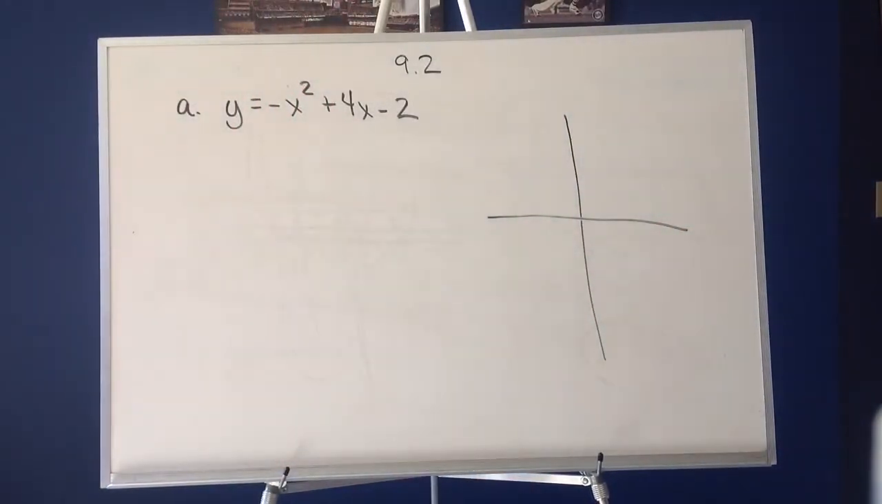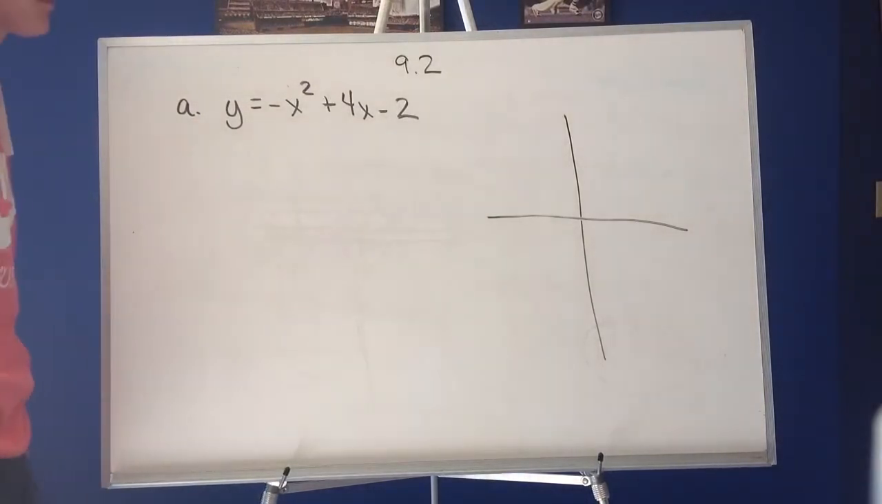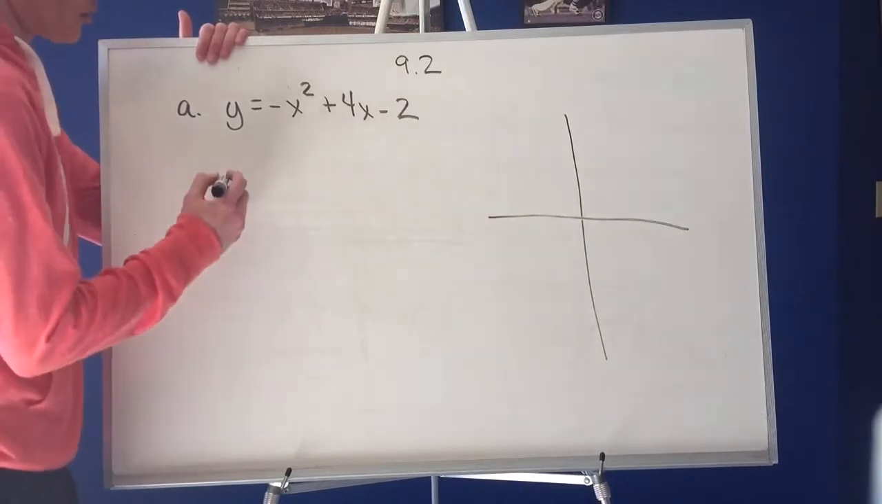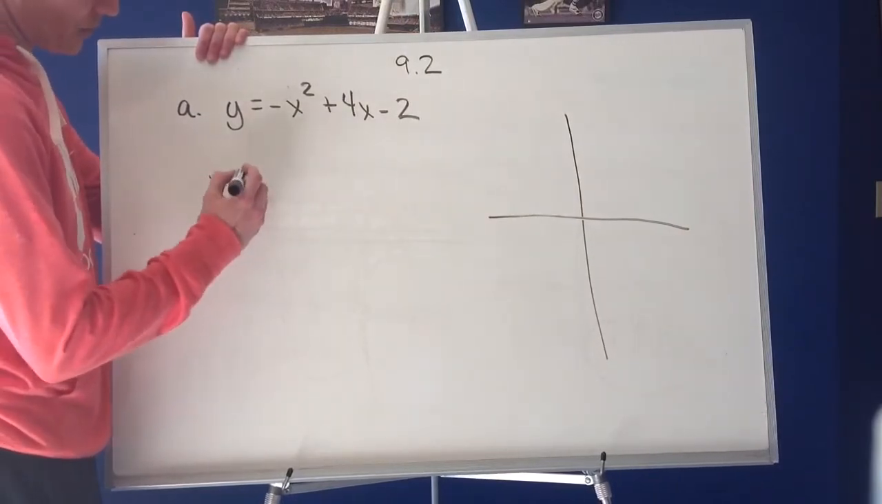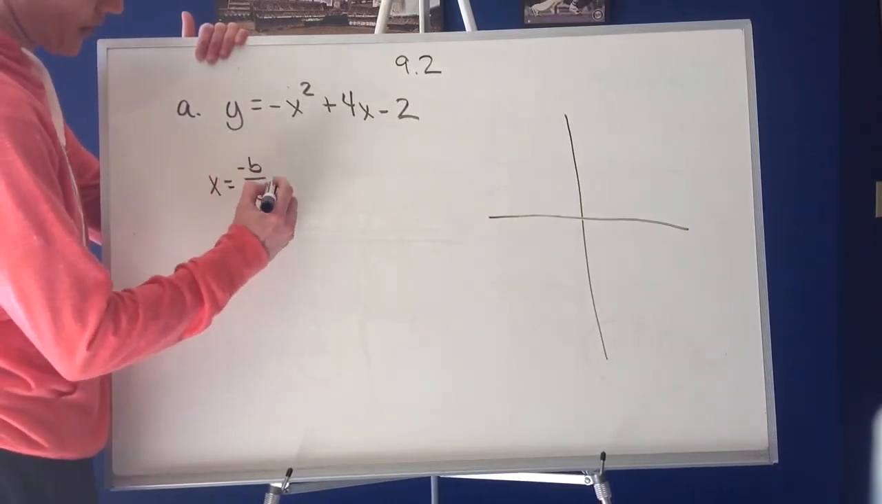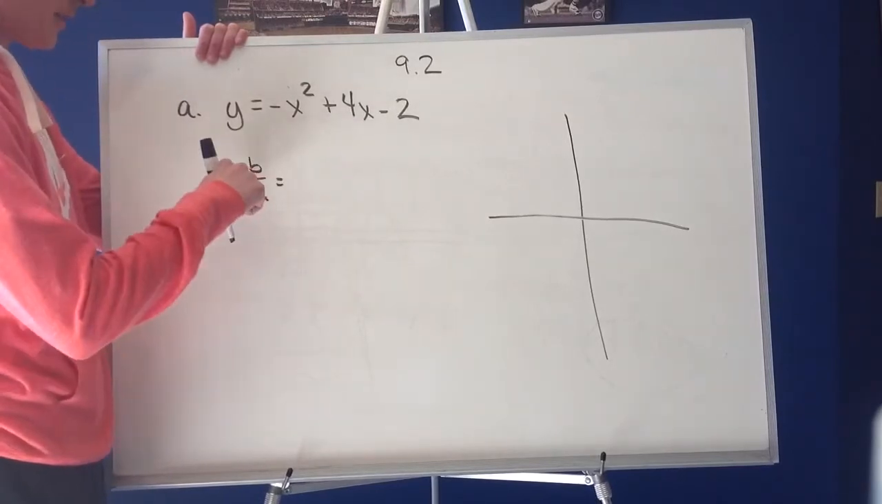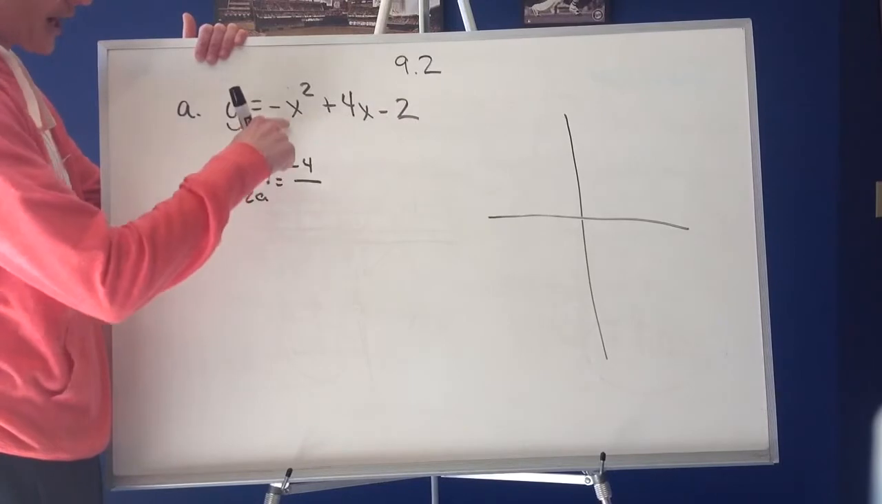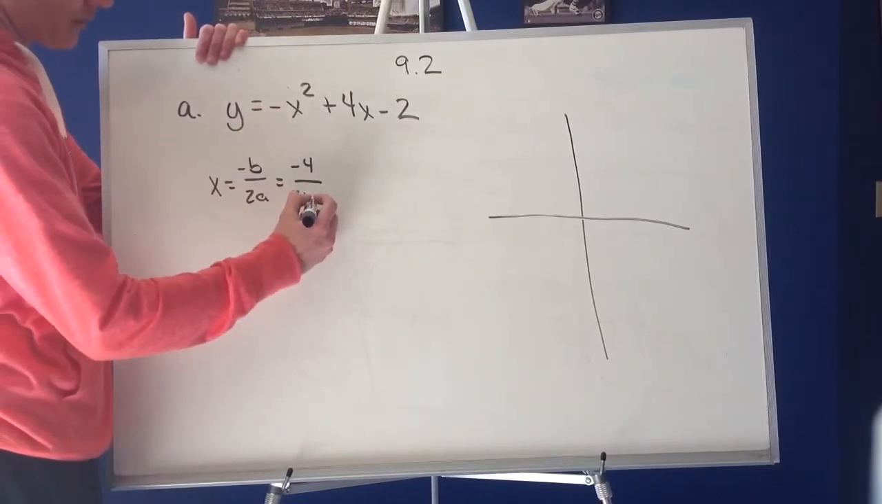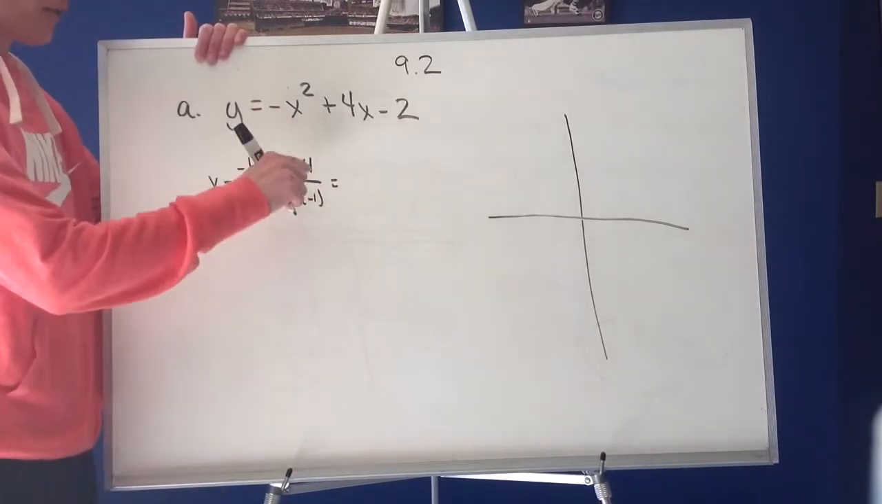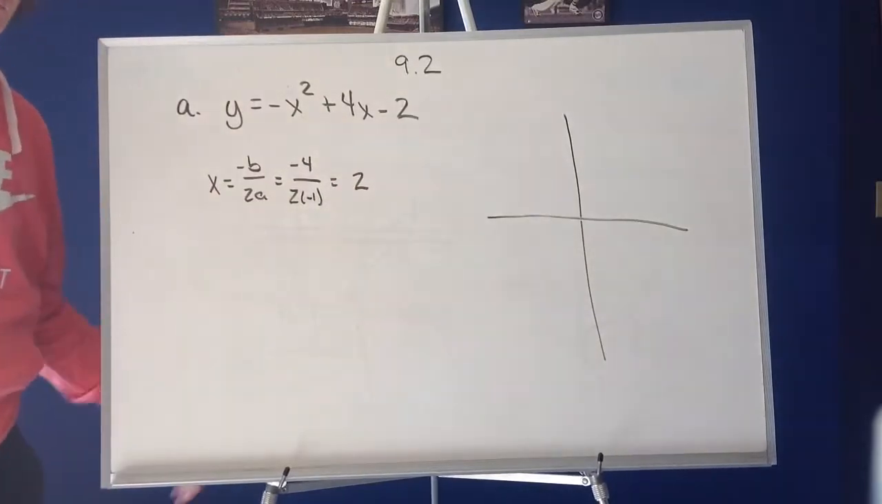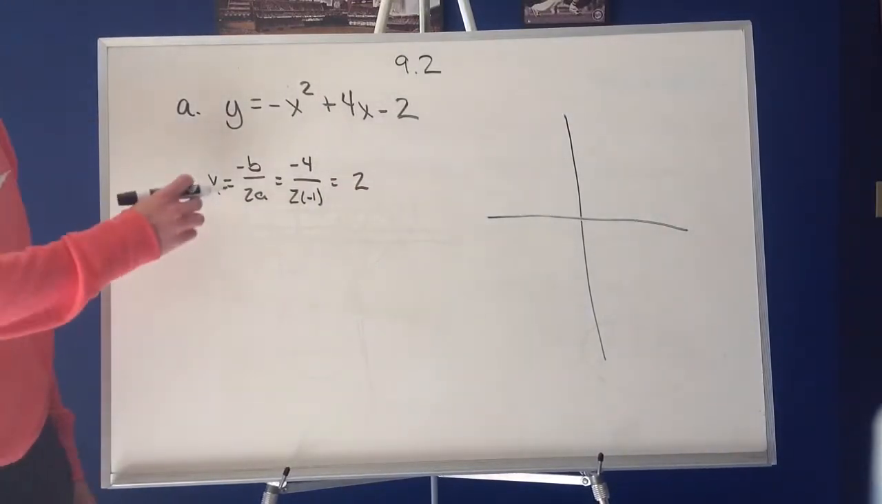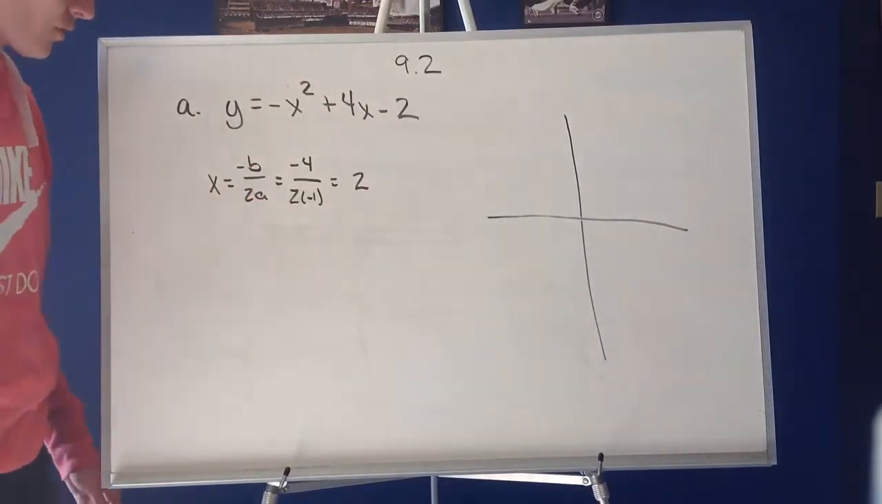Alright, so again, you notice the standard form here. So first thing we have to do is find the axis of symmetry and the vertex. Okay, so again, for the axis of symmetry, we're doing our negative b over 2a. So in this case, the b is 4, so it would be negative 4, over 2 times my a, which is negative 1. Negative 4 over negative 2 will give me a positive 2. So the axis of symmetry is x equals 2.